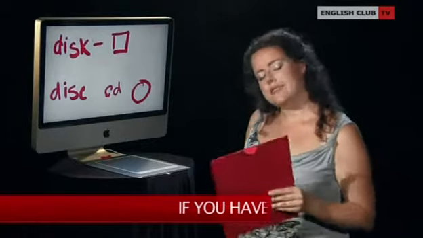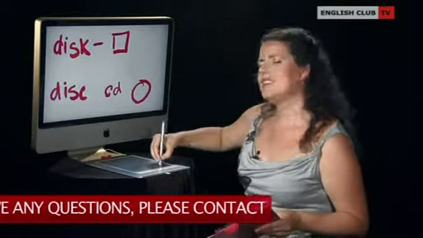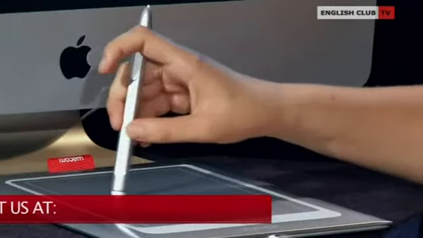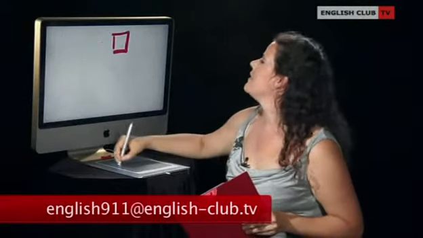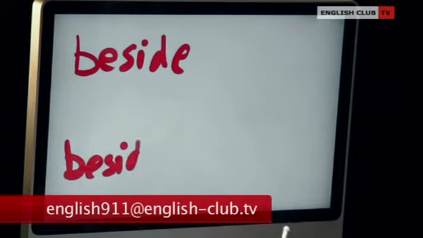Okay, so our second question is about the difference between beside and besides. If you were listening really closely, what was the difference? That's right, there was an S on the end of one of them. So here, let's just write those up. We have beside without an S at the end, and then we have besides with an S on the end.